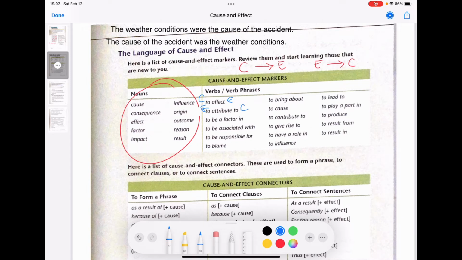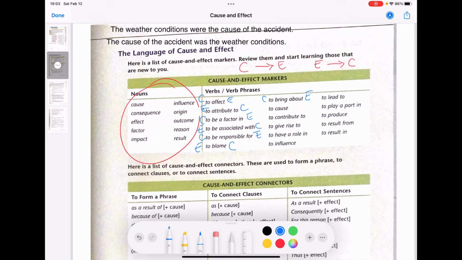If something is a factor in something else, that's cause first and then effect. If something is associated with something else, that's effect first and then cause. If something is responsible for something, the cause is responsible for the effect. If something blames something else, you would say that the effect is blamed on the cause. With bring about, cause comes first. A cause brings about the effect.